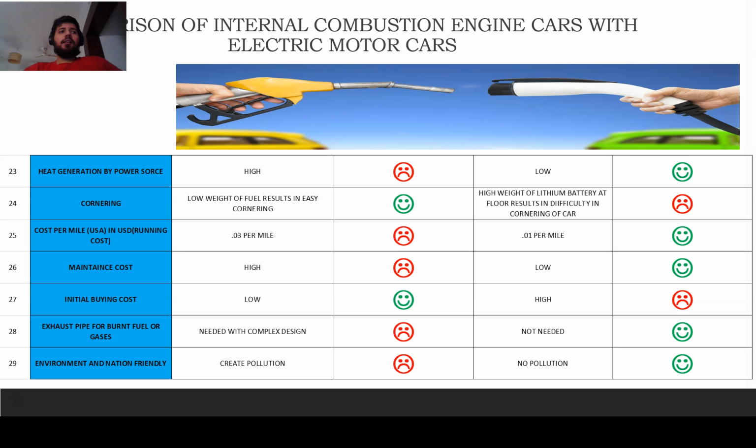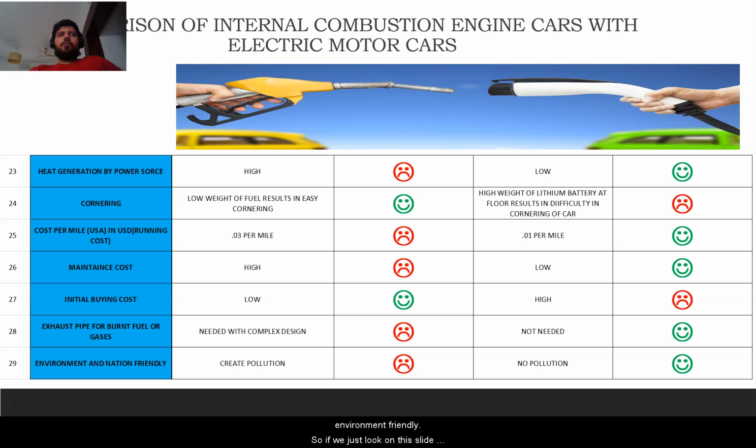Initial buying cost: the buying cost for IC cars is low and electric cars are more expensive. Again, this depends a lot on volumes and reducing the cost of the power pack, that is batteries. Exhaust pipe for burnt fuel or gases: in an IC car it is needed and the design is complex. For an electric vehicle, it is not required as there are no exhaust gases. So it is environment and nation friendly. IC cars create pollution, but EVs are both nation and environment friendly.